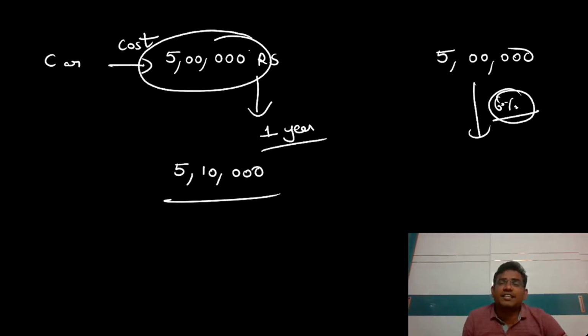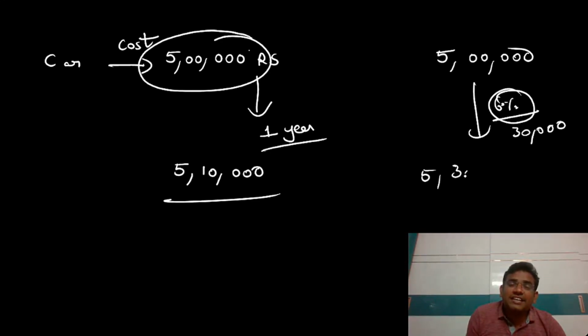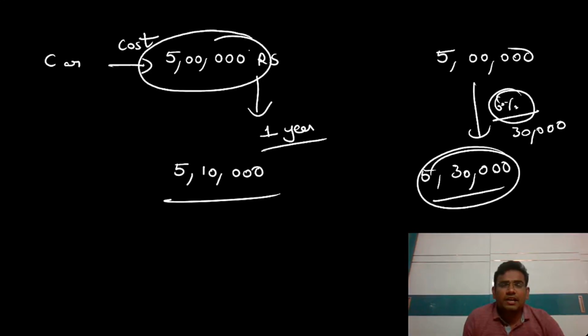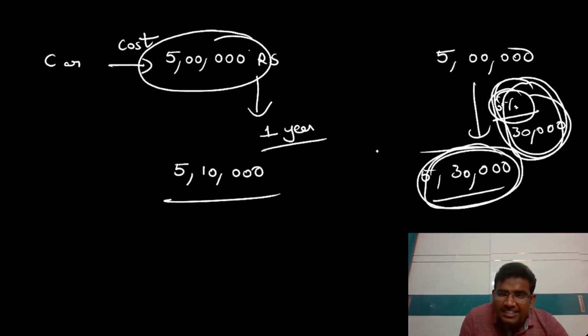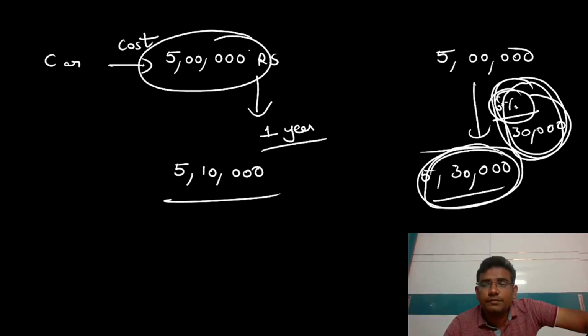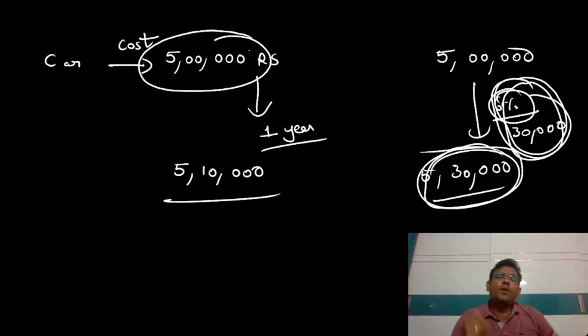You will get 6%, and 6% means 30,000. So you will get 5,30,000. So here in this case, guys, are you doing any work? Are you making any efforts to get this 30,000 rupees? No, you're not making any efforts to get that 30,000, right?